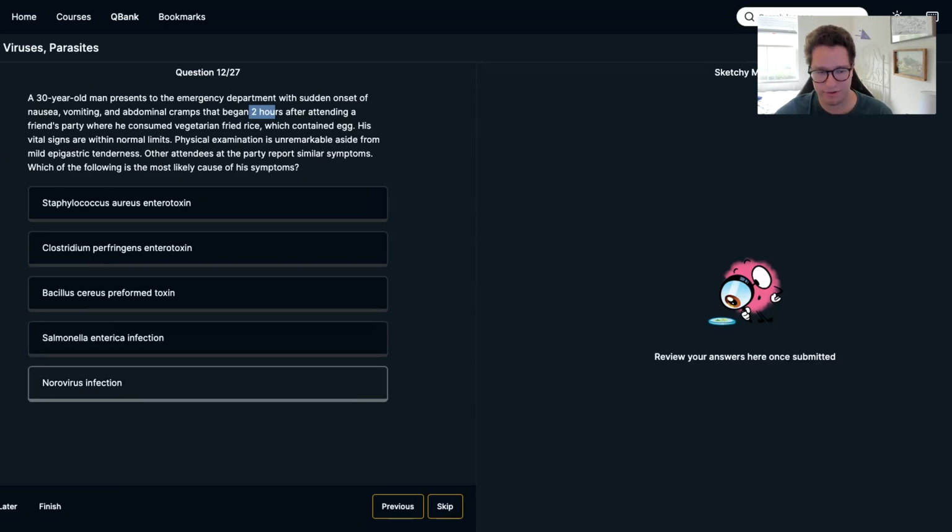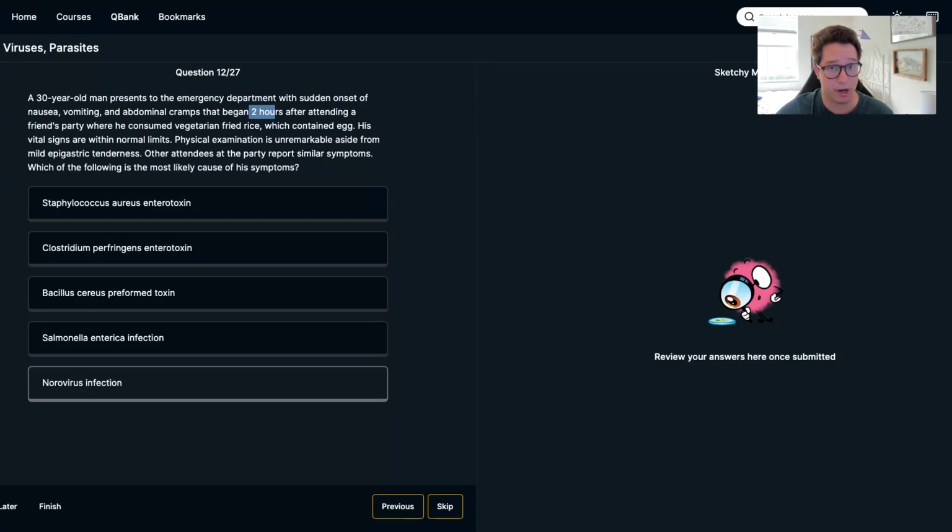So let's walk through these together. Starting at the bottom, just for fun, norovirus. This is like you get sick on a cruise ship from some bad shrimp or something you ate, right? Typically takes a little bit longer though. The part that is highlighted right now in this stem is that it happened 2 hours after attending this party. That's rapid onset food poisoning. There's only two things that cause rapid onset food poisoning like that: Staph aureus and Bacillus cereus.